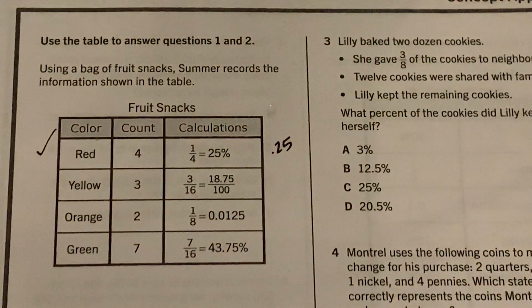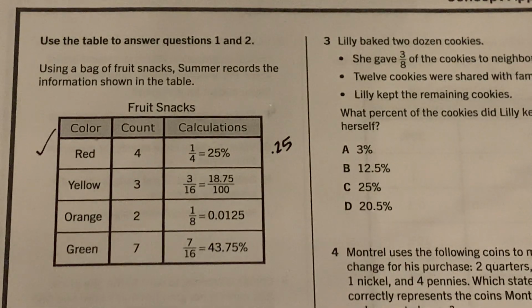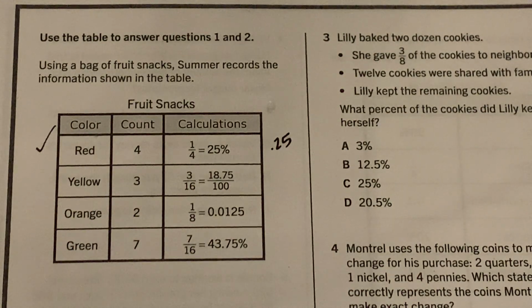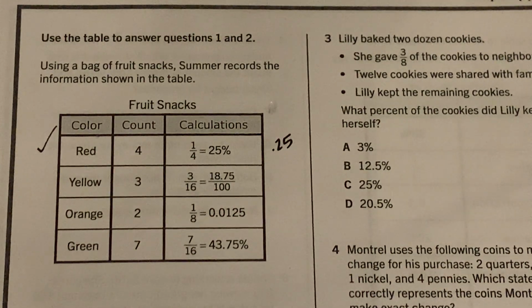Okay, yellow. 3/16. I have no idea what 3/16 is off the top of my head. Do you? No. Okay. They're saying it's 18.75 over 100. What do we know that's out of 100? Decimals or percents? Percents. A whole percentage is 100, right? A decimal would be out of one whole, right? But a whole percentage is 100%. So if they're saying that's over 100, they're saying that's like 18.75%, right?